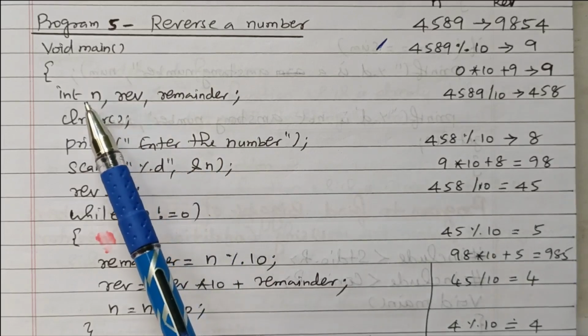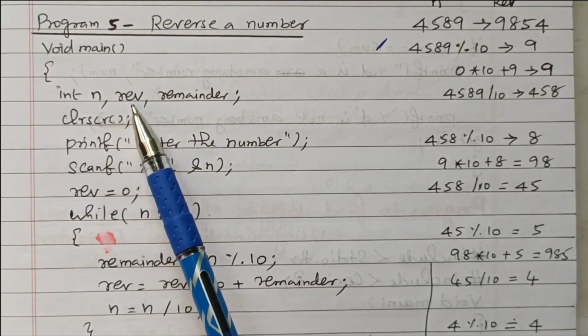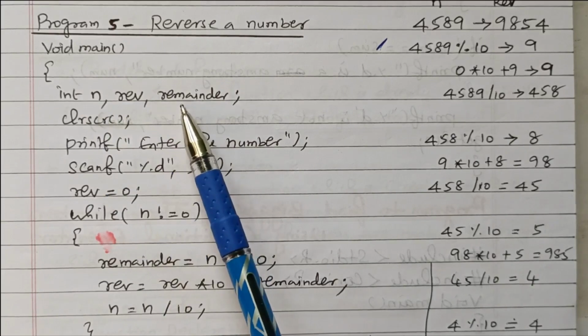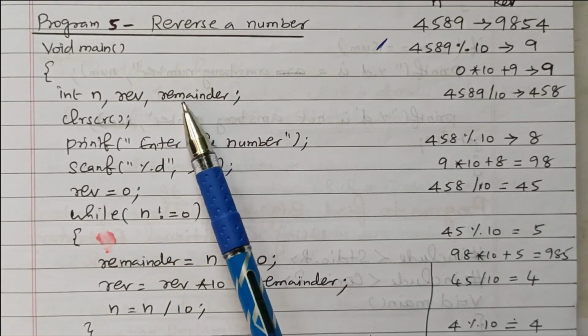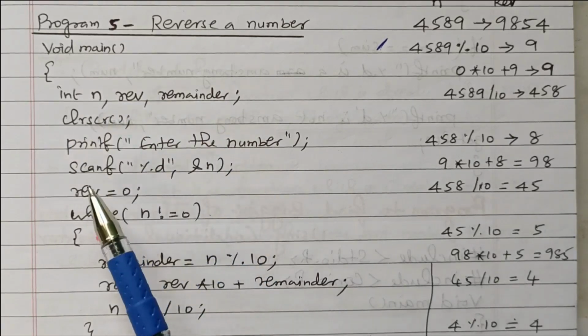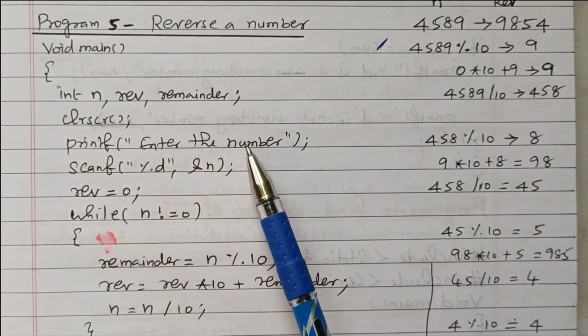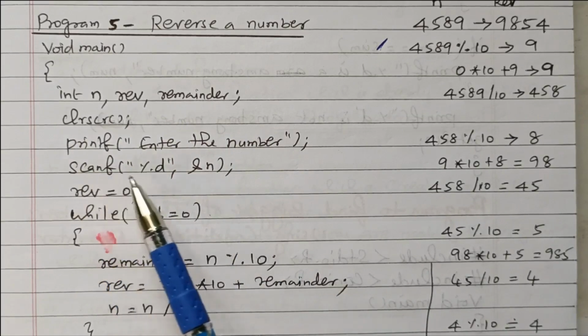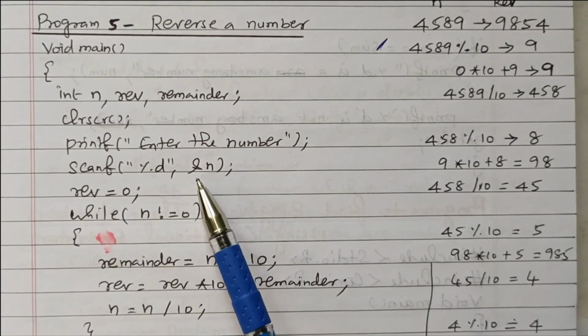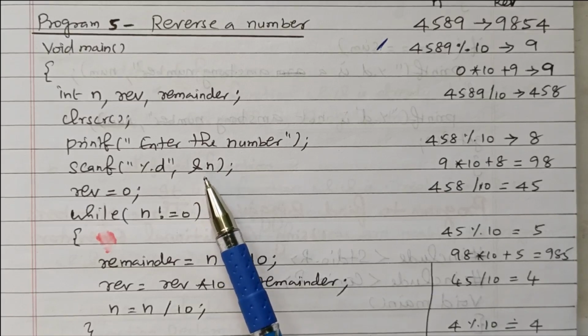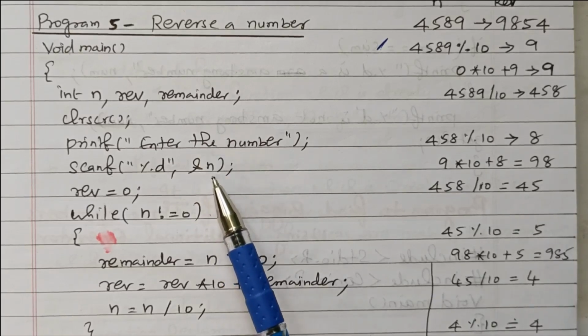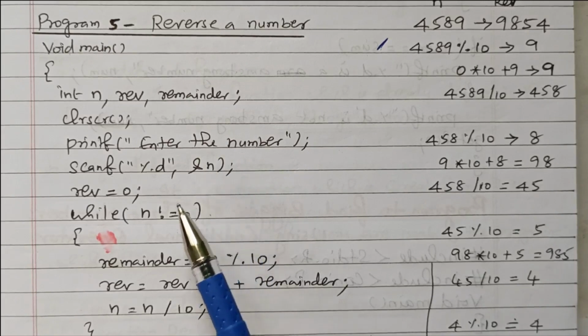So n is the given number. Reverse is for reversing the digits. It's the answer. For storing the remainder, we have one variable, remainder. After clear screen, we ask the user to enter the number. So the user will enter the number using the scanf statement. The number is scanned and it is stored in n, the address of n. The number the user entered is available in n.